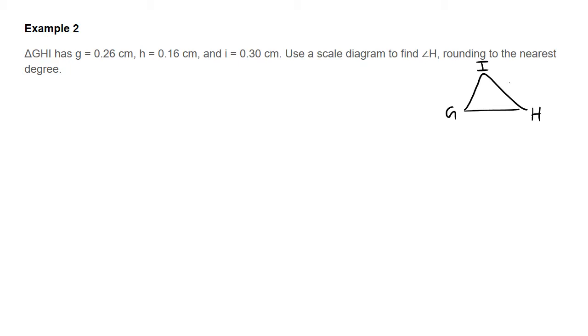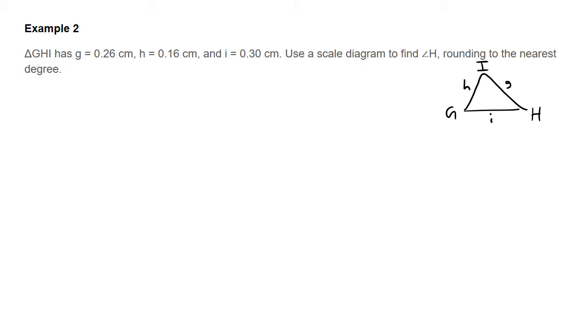So this means little g is across from big G, little i is across from big I, and little h is across from big H. So I usually like to start by drawing my side along the bottom. I just find that makes things easier.